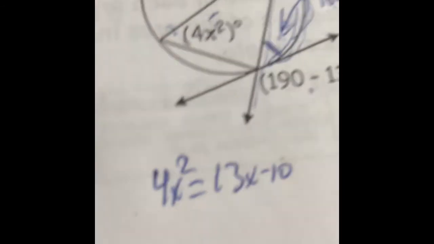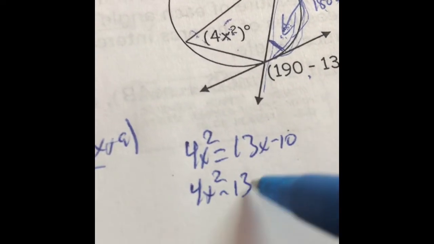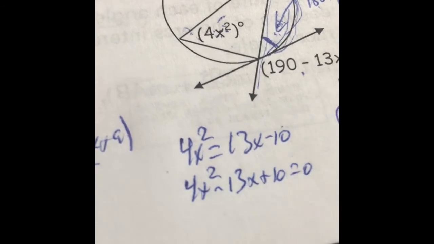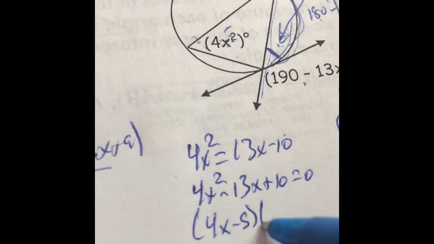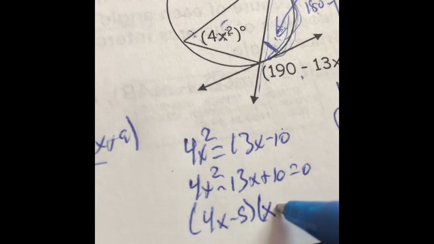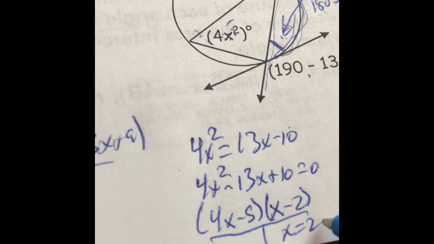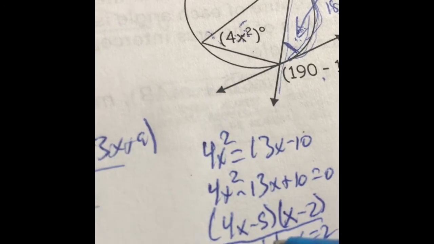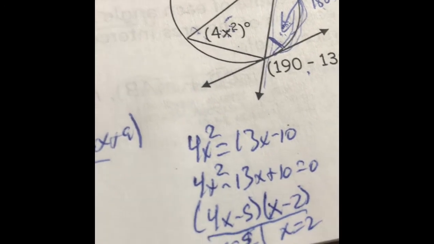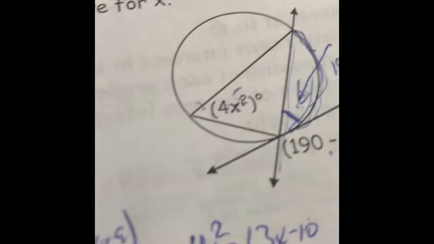So if you want to pause it right now and solve that quadratic, go ahead. It is factorable. This is 4x squared minus 13x plus 10 equals 0. That factors to 4x minus 5, x minus 2, which means x is 2 and x is 5/4. X is 2 and x is 5/4. Both of those answers work.